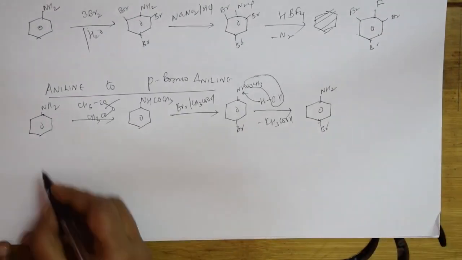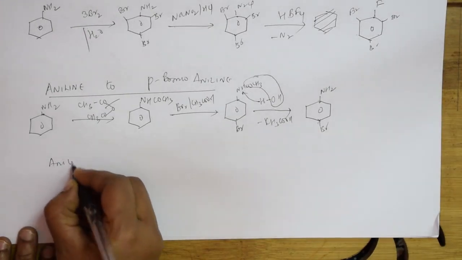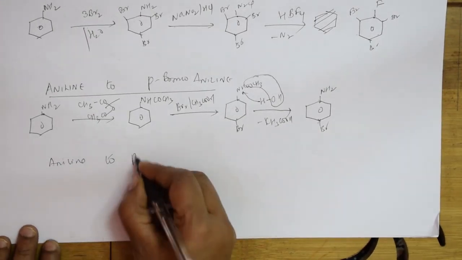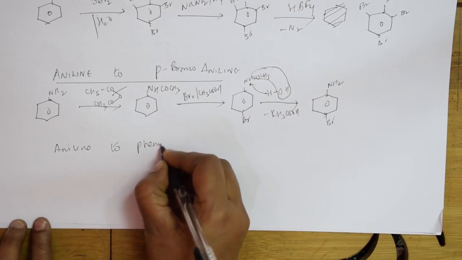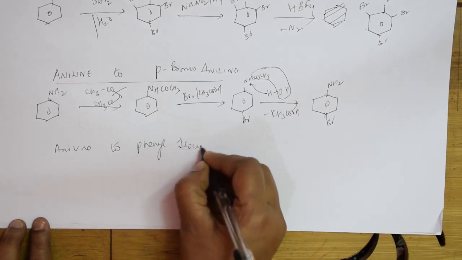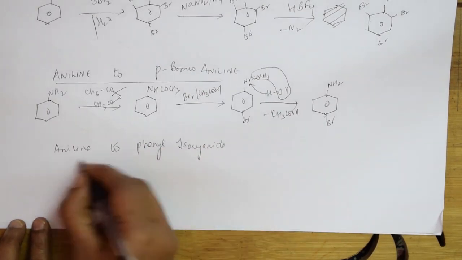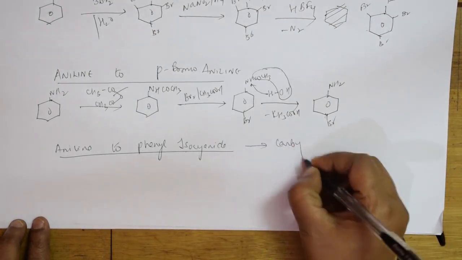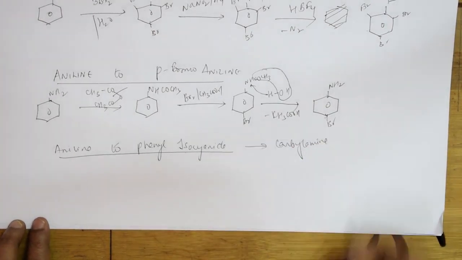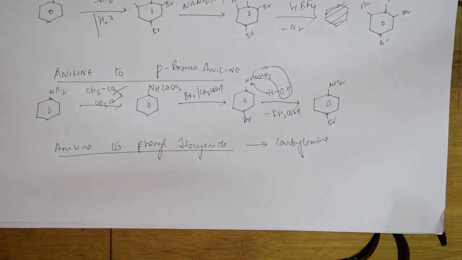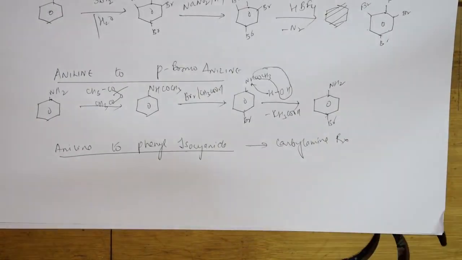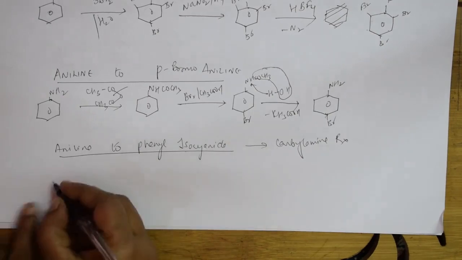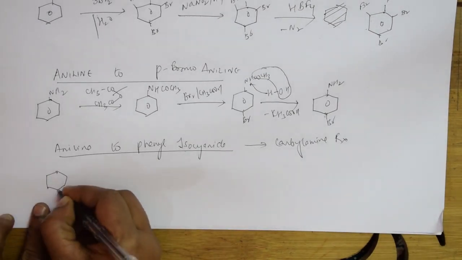Let me do one last thing. If they ask me to convert aniline to phenyl isocyanide, as soon as you see an isocyanide reaction, the first thing to remember is that the examiner is going to speak about the carbylamine reaction. So for the carbylamine reaction, what is the condition? Let me write the formula first. Aniline is like this.